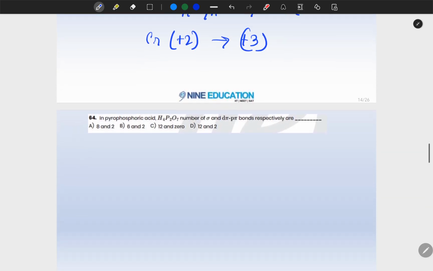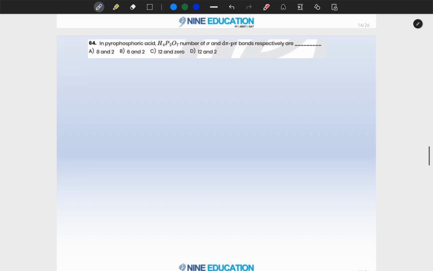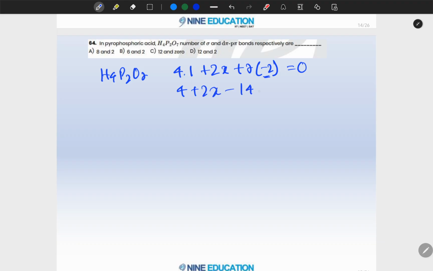Now let's proceed to the next question. In pyrophosphoric acid H4P2O7, number of sigma and dπ-pπ bonds. So H4P2O7, first we need to find out the average oxidation state of phosphorus. So 4 into 1 is the oxidation state of hydrogen, plus 2 into X, where X is the oxidation state for phosphorus, plus 7 into minus 2. Total charge will be equal to 0, since the molecule is overall neutral. Minus 2 is the oxidation state for oxygen. So 4 plus 2x minus 14 is equal to 0, or the value of x is equal to plus 5.